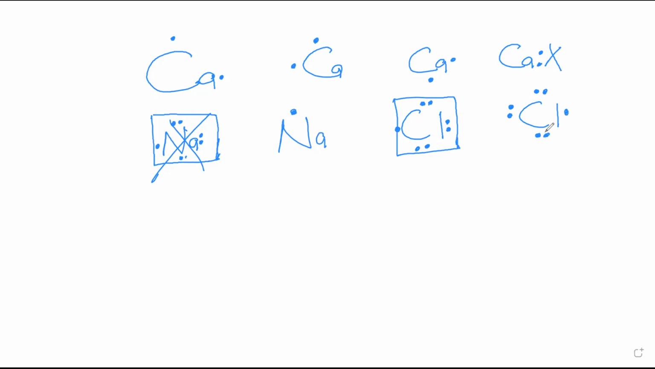Then what if I want to do the Lewis dot structure for carbon? Carbon has 4 valence electrons. It will be 1, 2, 3, 4. Okay? If I do this, 1, 2, 3, 4, that's wrong. That's totally wrong. You have to place 1 on each side before you double it. Okay? So that's how to write the Lewis dot structure.